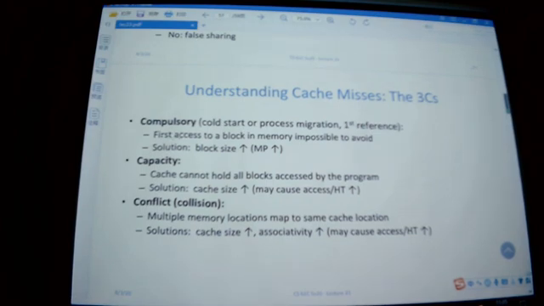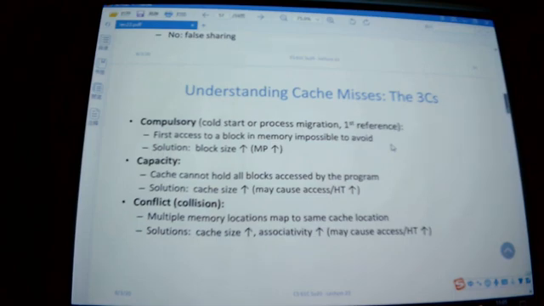Compulsory: the first access to a block in memory is impossible to avoid. A solution is we can increase the block size. Capacity solution is cache size. We can increase the cache size.